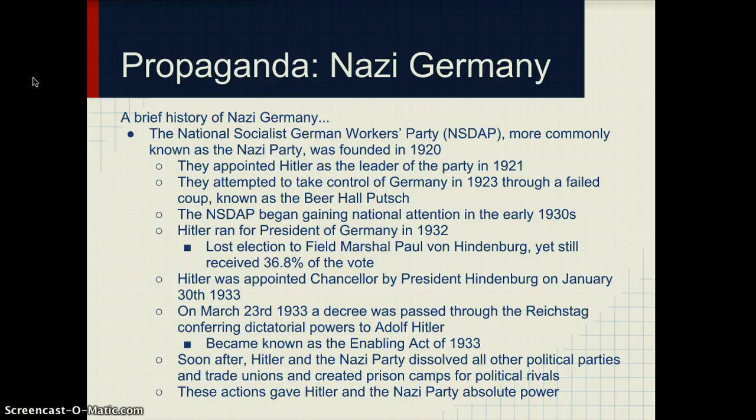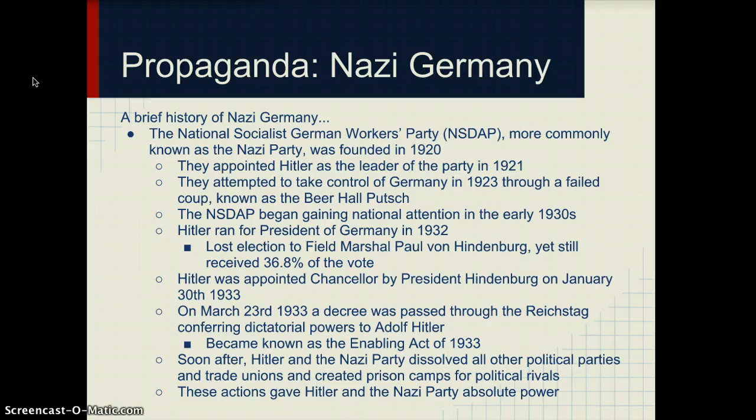Now, Nazi Germany, you need to understand a brief history before you can understand the implementation of propaganda. So the National Socialist German Workers' Party, or the NSDAP, more commonly known as the Nazi Party, was founded in 1920. They appointed Hitler to be the leader in 21, and they attempted to take control of Germany in 1923 through a failed coup known as the Beer Hall Putsch. The NSDAP began gaining national attention in the early 1930s, and Hitler even ran for president in 32. Now, he did lose the election to Field Marshal Paul von Hindenburg, yet he still received 36.8% of the vote, which equated to millions of votes.